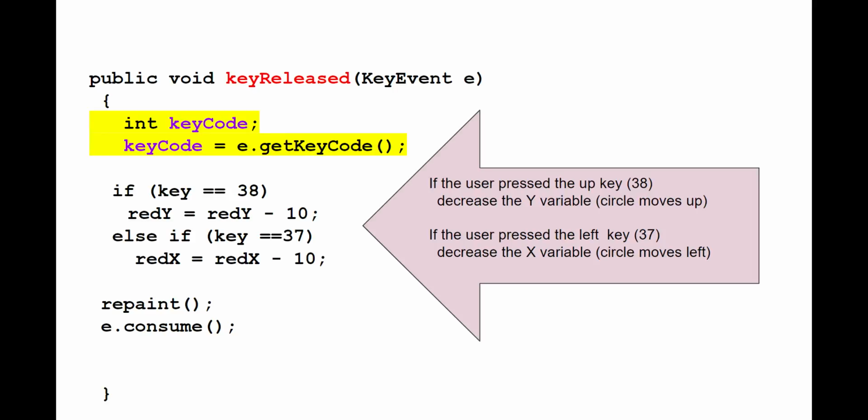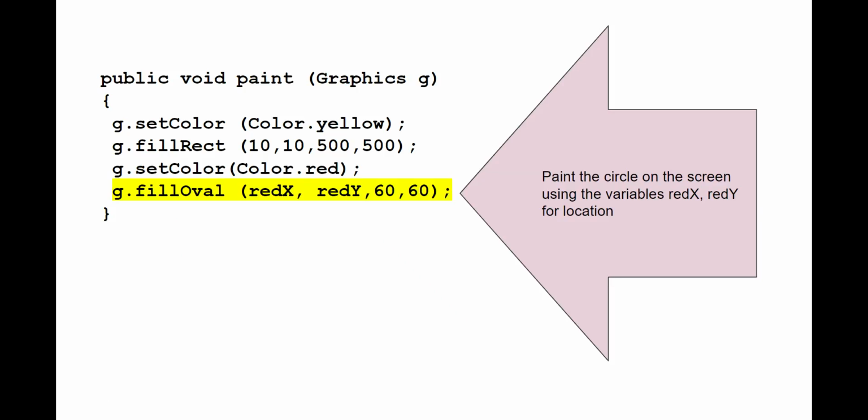I then call the paint method and the consume method. The paint method will take this information and paint my shape on the screen. In the paint method, what I'm doing is painting a large yellow rectangle, and then I grab the red color pen and draw my red circle at position red x and red y, and the diameter of my circle is 60. This will paint the red circle on my screen.